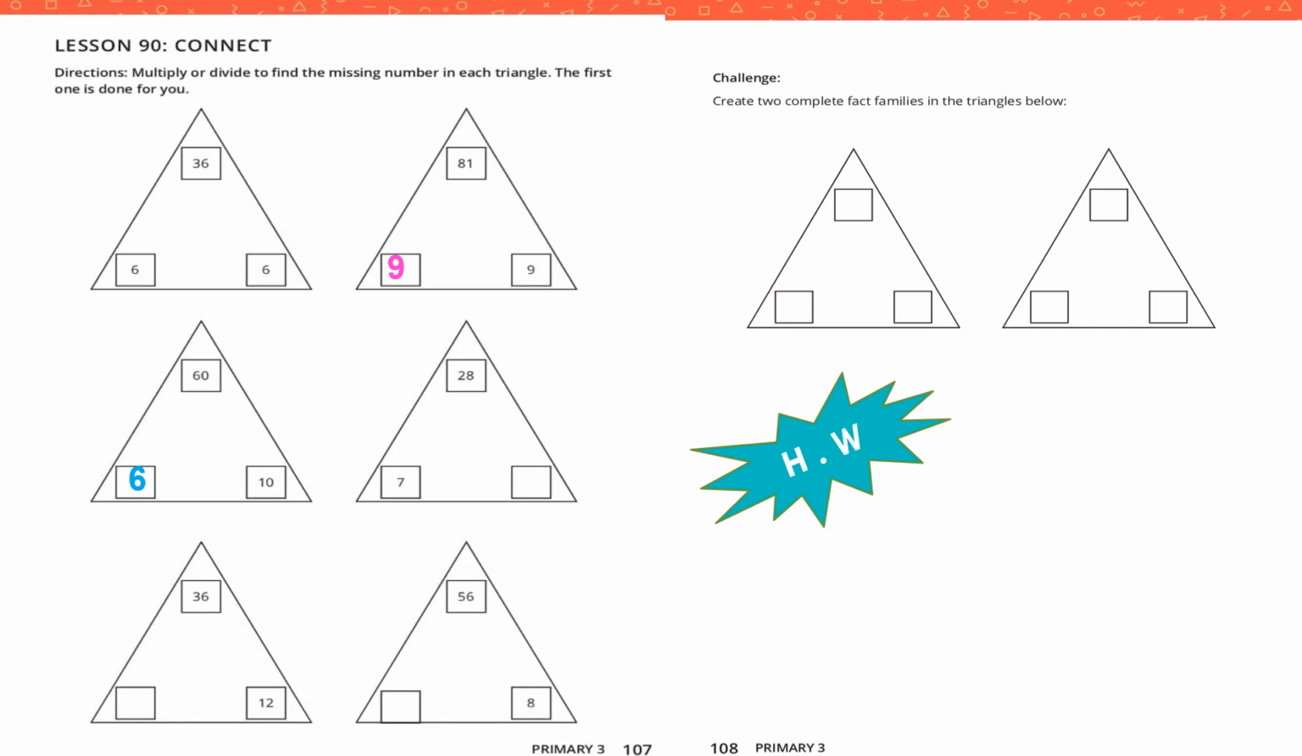Our challenge on the next page: I will give you numbers to get the missing number. 64 and 24 in the other triangle, down 8. Here, the first triangle, 8 times what equals 64? 8 times 8 equals 64. So the small 8 times 8 also, we will get the biggest number on the top, 64.